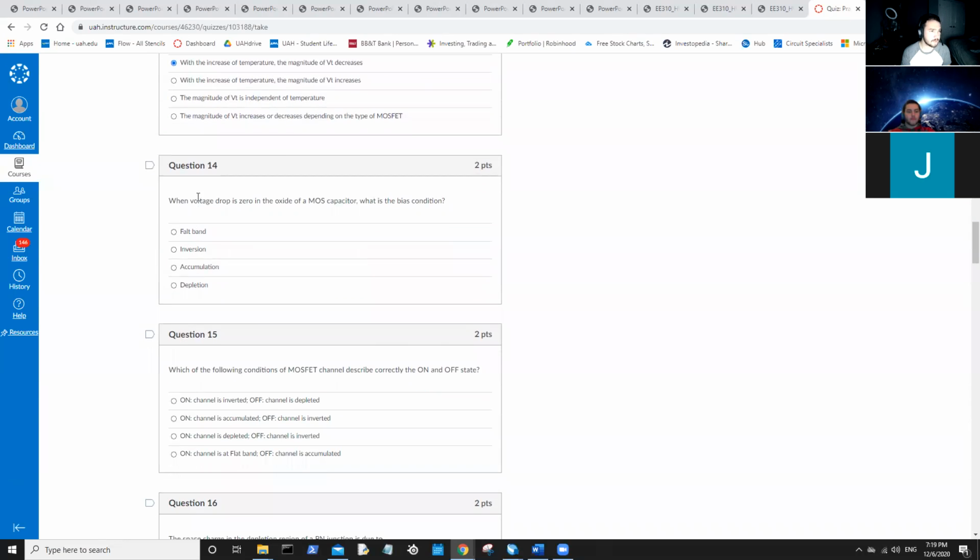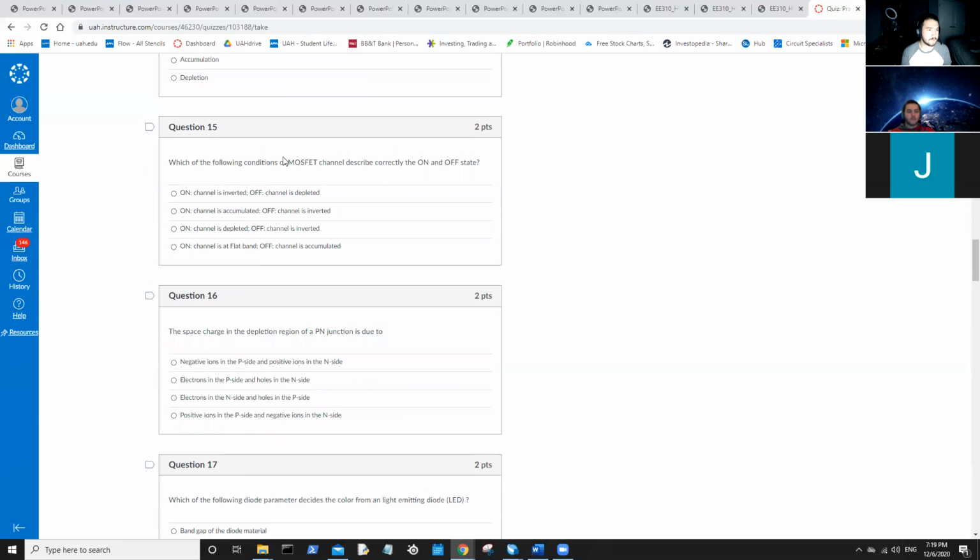And then question 14, when voltage drop is 0 in the oxide for a MOS capacitor, what is the bias condition? Well, it's here, it's going to be flat band, which is essentially just equilibrium to a point. In any system where you're putting any type of potential across a MOS capacitor, voltage drop is always highest in the oxide. So if there's no voltage drop in the oxide at all, there's no voltage drop anywhere else. Therefore, it's at flat band or equilibrium.